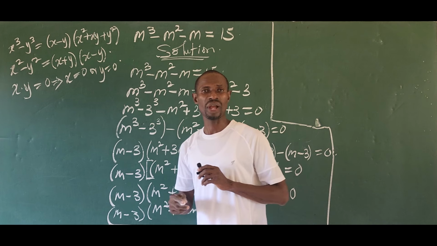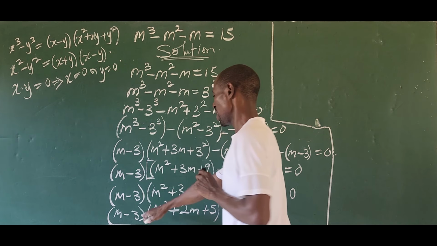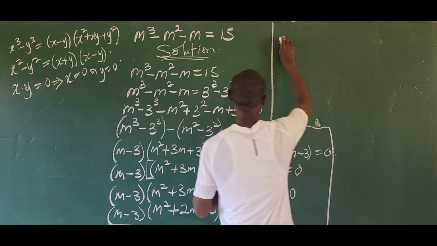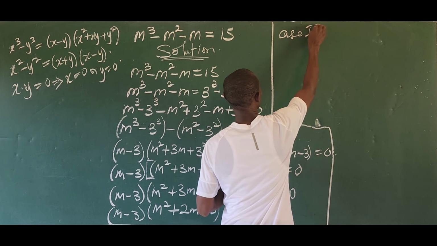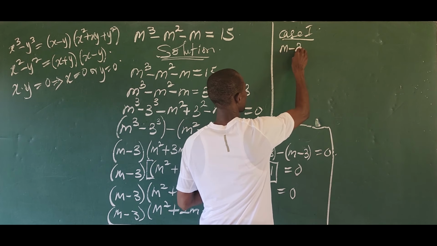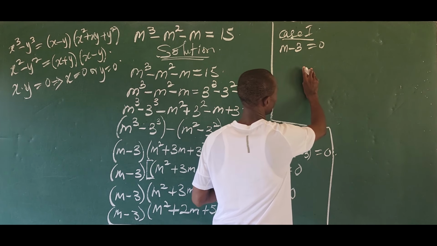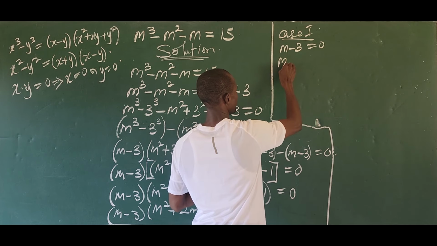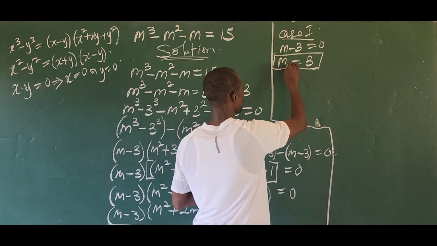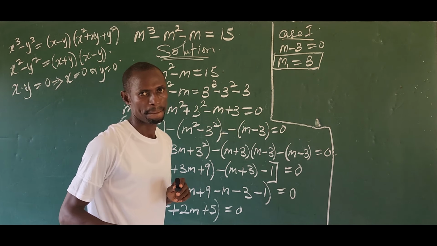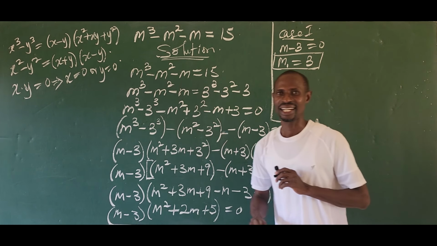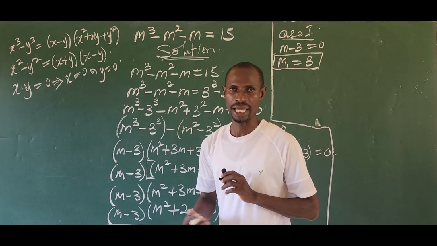Okay, so if we apply the zero property here, we're going to have the first case scenario and the second case scenario. So let's take case 1. We have m minus 3 equals 0. If we move this to this side, we have m equals 3. So we have m1 is equal to 3. And if you substitute 3 into the system, it satisfies the original equation.